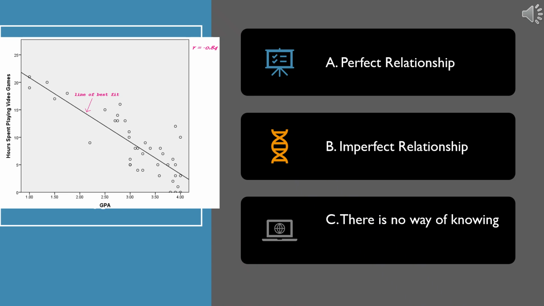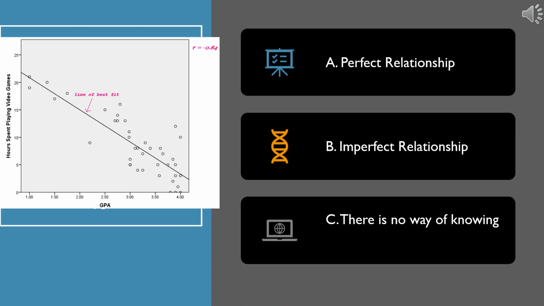Perfect relationships are either going to be -1 or +1. Anything in between -1 and +1 would be an imperfect relationship, but you can still have differences in strength, right? Negative 0.84 is still a very strong negative relationship, but it's certainly not perfect.